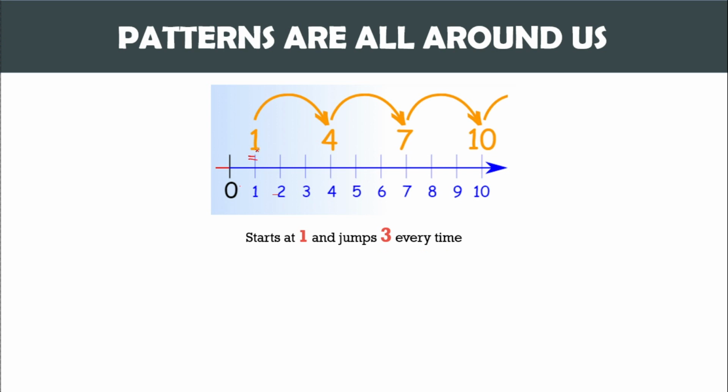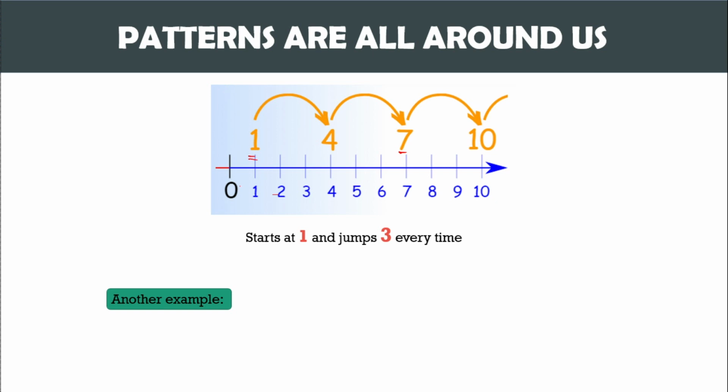So from 1 we count 3 units. So 1, 2, 3. And from 4, 3 units again. 1, 2, 3. And from 7, 1, 2, 3. So there is a pattern. So we all know that from 10, we will count 3 units from 10. So it becomes 13 and so on and so forth. So this is an example of a number pattern.